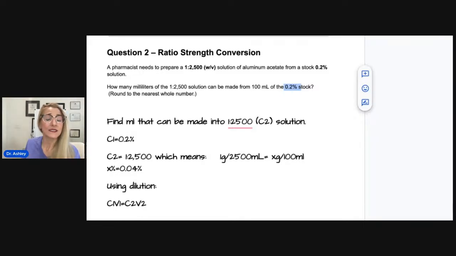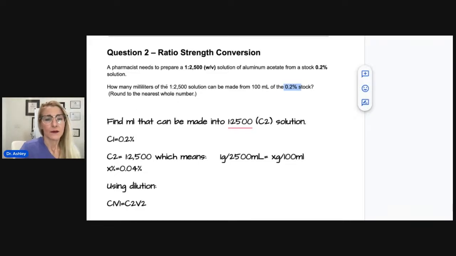On NAPLEX, they will combine a dilution and then ask about a flow rate. So you'll have multi-steps. Most of the time, first you find out how many milligrams of the actual drug, and then you would have to find out an appropriate milliliters per hour. That is very common on NAPLEX. Let's go ahead and just finish this one.